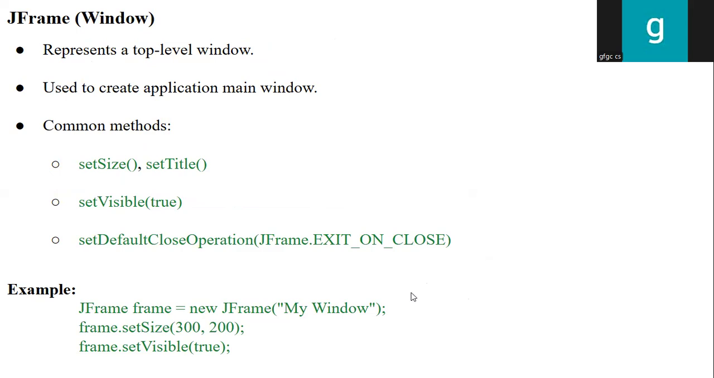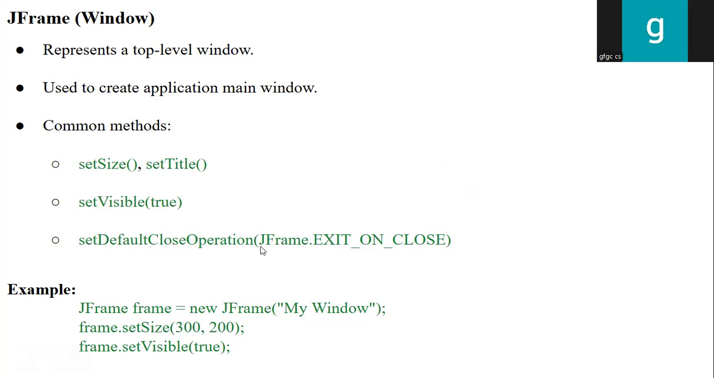Window. I am going to explain the window, which we are familiar with because since the first program we are watching the frames only. Still I will explain this one. It represents a top level window used to create the application main window. Common methods are setSize, setTitle. Here setVisible true is for making it appear, visible to the user.